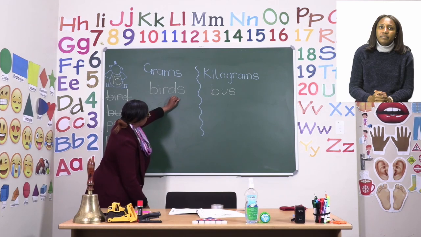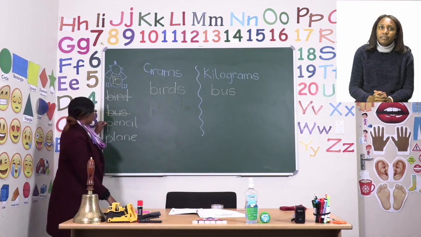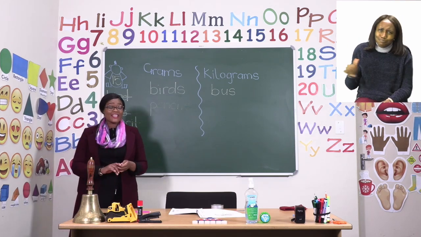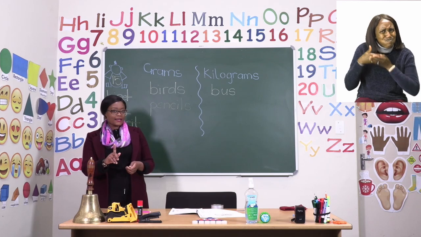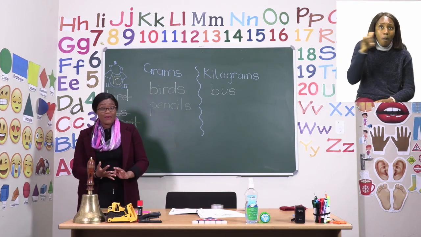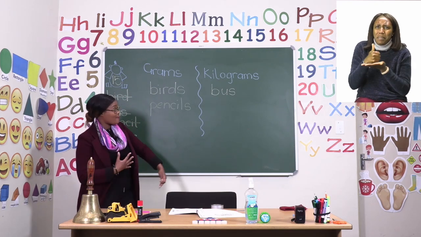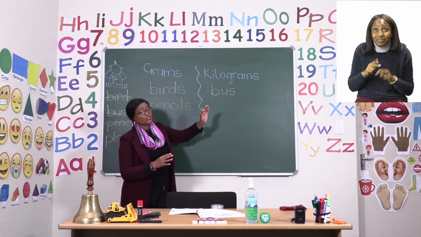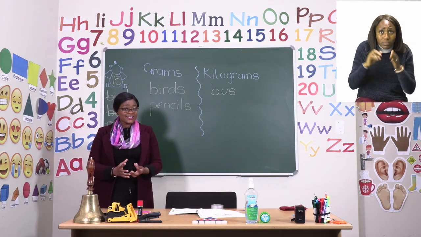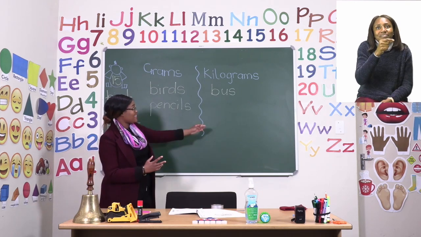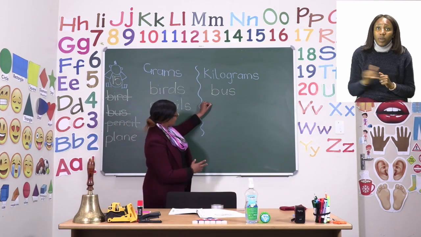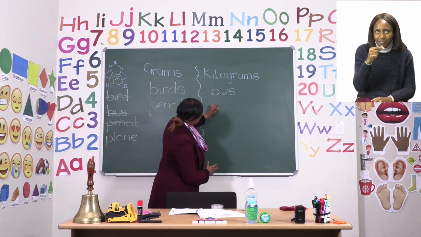Then, the last one we're going to do today is plane. Now, an aeroplane is very heavy, but it can still fly like a bird. Although inside an airplane, there are people and packages, and people are measured in kilograms. So that means in order for the plane to actually fly, as heavy as it is, it needs to be also weighed in kilograms. So we're going to write plane under kilograms.